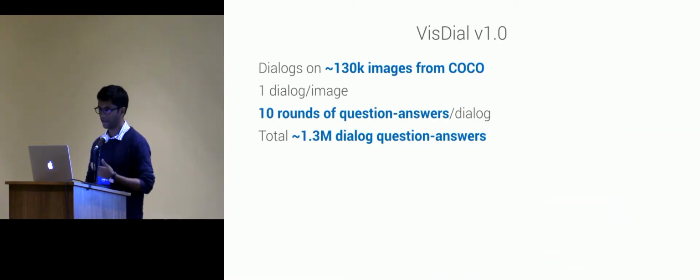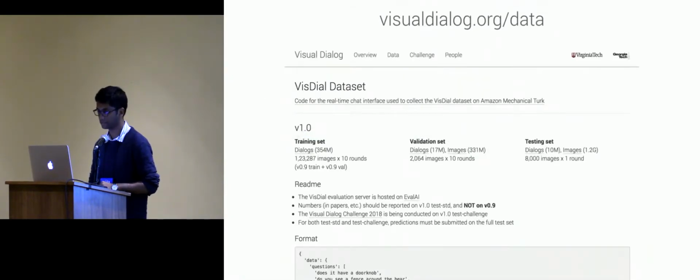So version 1.0 of the VisDial dataset contains dialogues on 130,000 images from COCO. We have 1 dialogue per image, and each dialogue has 10 rounds of question-answer pairs for a total of 1.3 million dialogue question answers. And all of this data is publicly available on visualdialog.org.